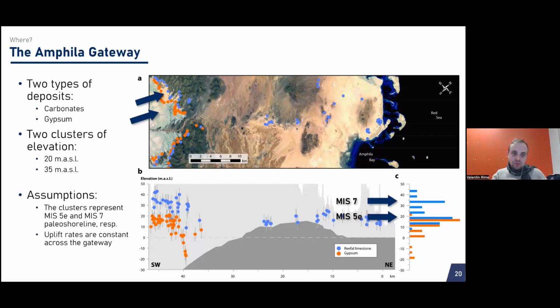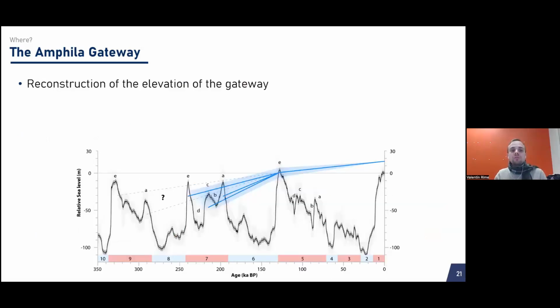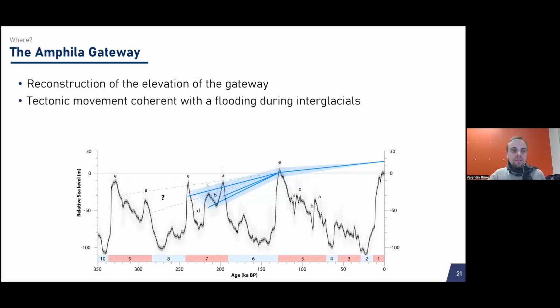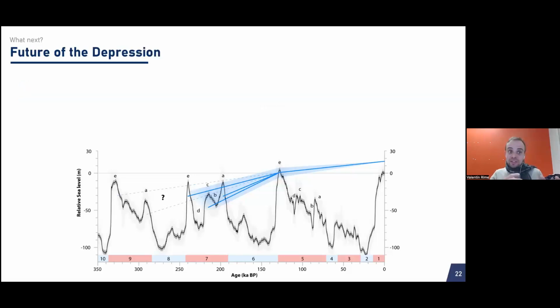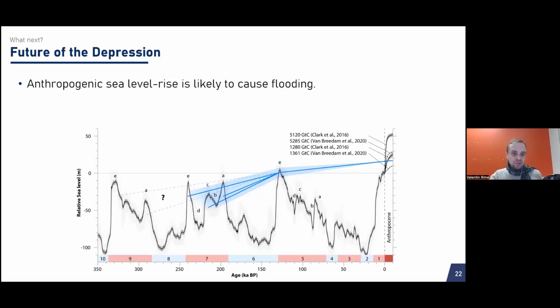And so if we also assume that the uplift rates are more or less constant across the gateway, then we can reconstruct the elevation of this gateway through time and plot this with the relative sea level. And it works, it shows this uplift, and the tectonic movement is coherent with a flooding during the interglacials. We can then ask ourselves the question about the future of the depression, and we can first add the projection of the near future sea level rise. And it's not good news, because anthropogenic sea level rise is likely to cause a flooding in the worst case scenario in 600 years.